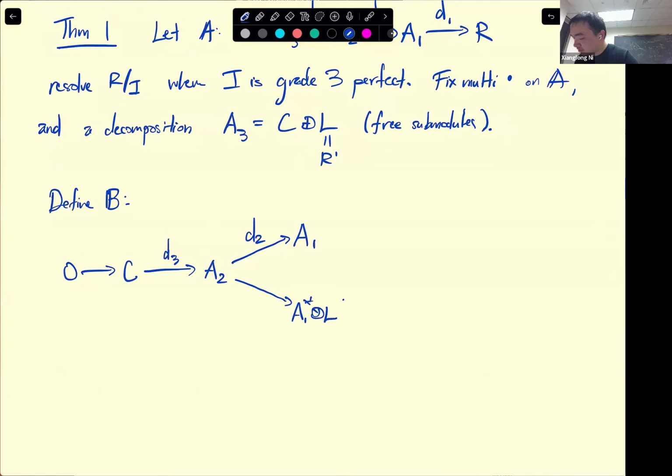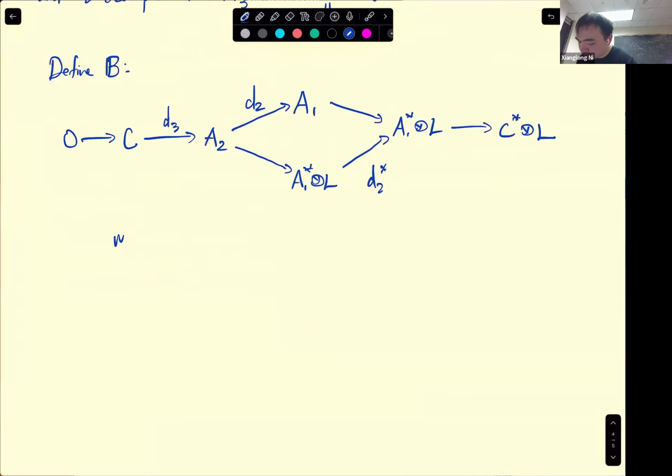Then the rest of this whole picture is going to be dual to the left side. So this will be D2 dual, mapping to A1 dual tensor L. This map will be dual to this other map that I haven't defined yet, and this one will be dual to D3. So this will go to C dual tensor L. So what is this map? So where A2 to A1 dual tensor L is explicitly given as follows.